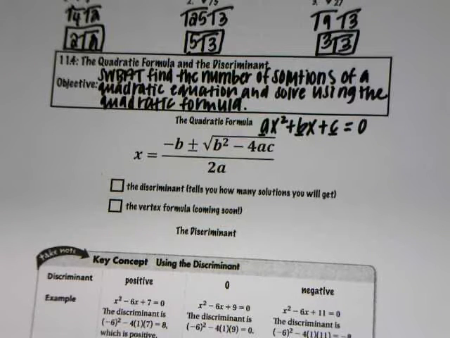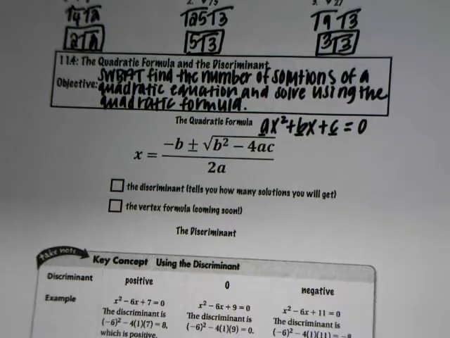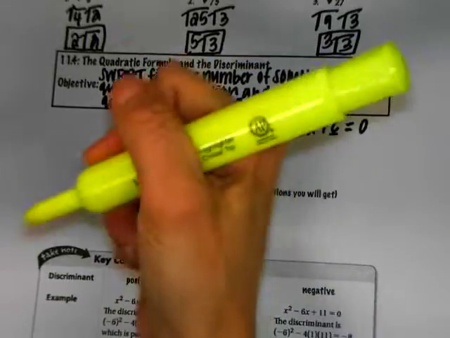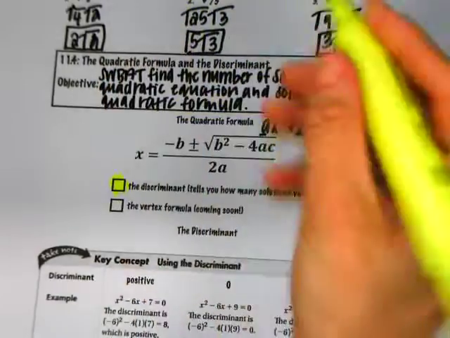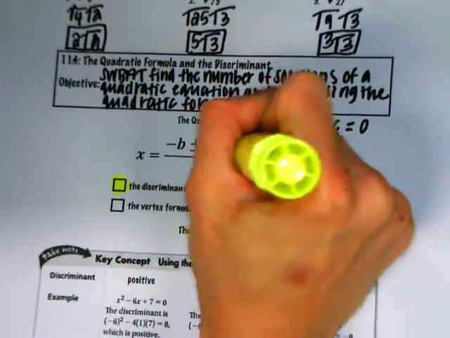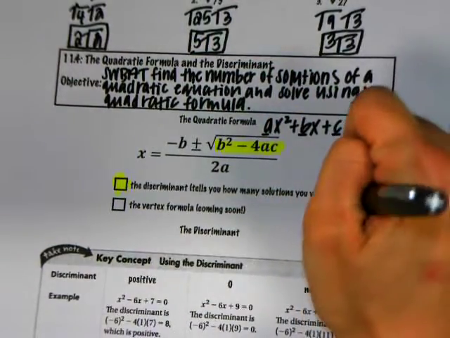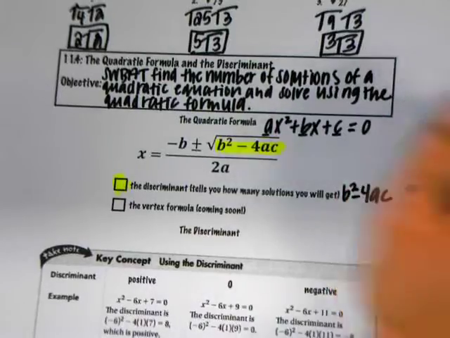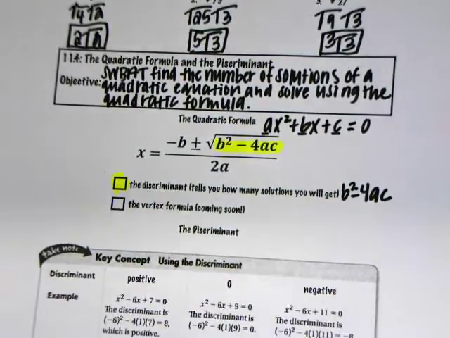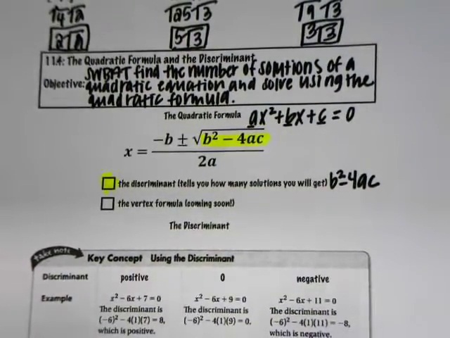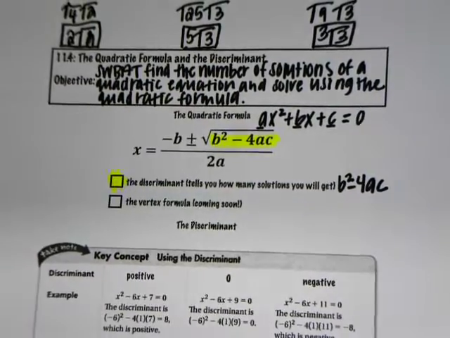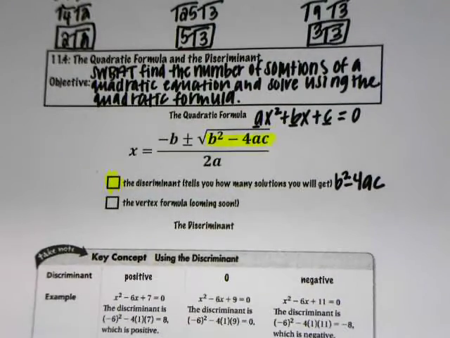And then pieces of the formula do different things. The first piece that we're going to look at is the discriminant. And that's just this piece, the b squared minus 4ac, without the square root. So just b squared minus 4ac. And that tells you how many solutions you're going to have to your problem. So it doesn't tell you what the solutions are. It just tells you how many you're going to have. Okay?